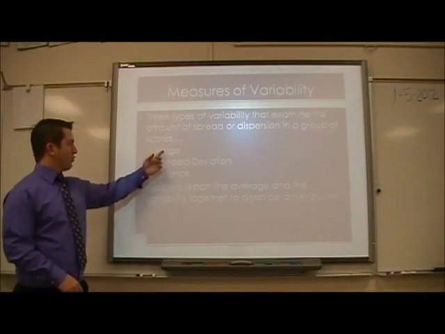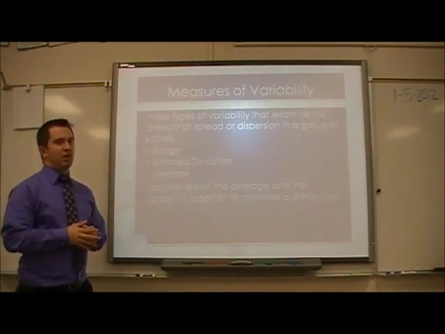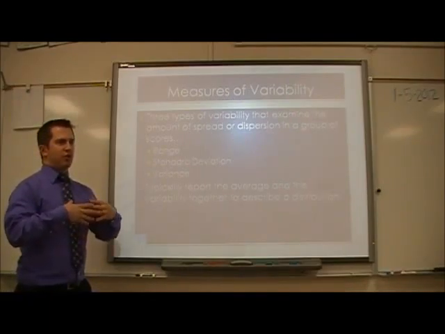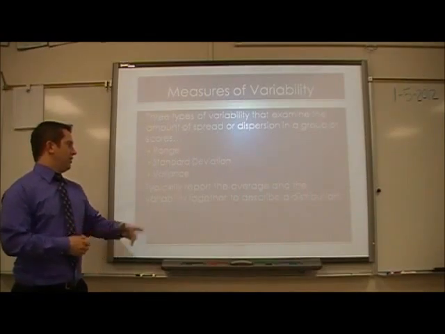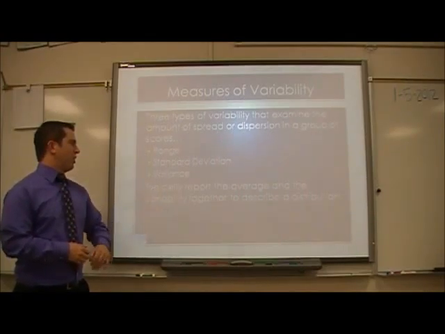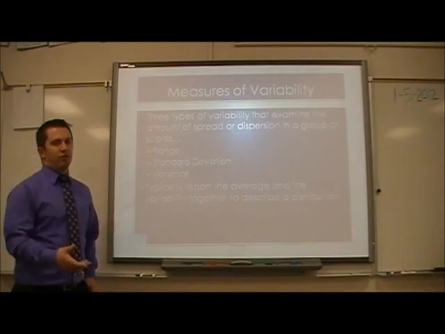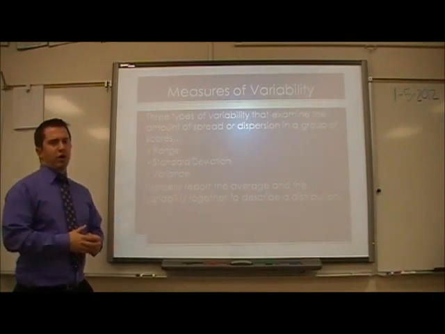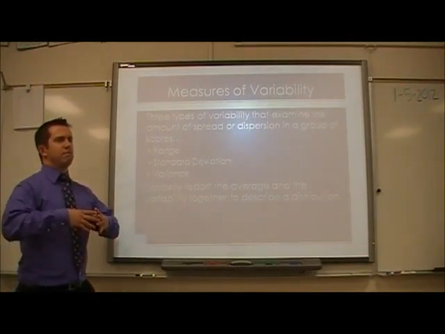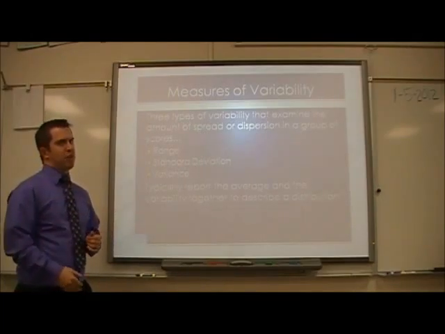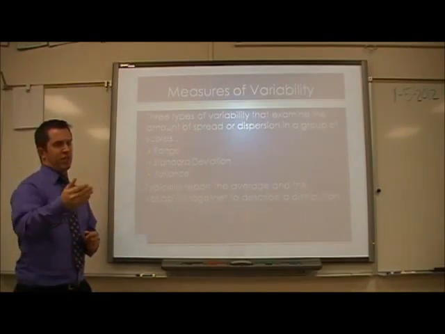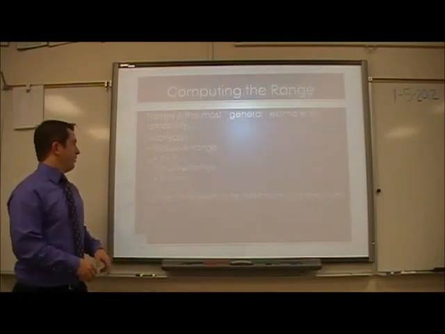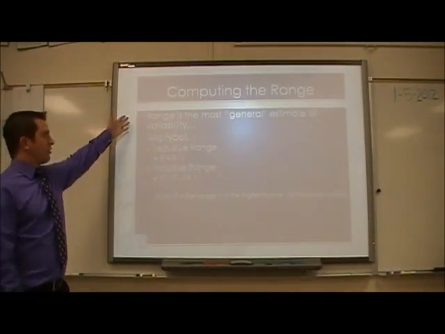Three types: we've got the range, standard deviation, and variance. All three of them are different in their own way. They all describe things a little bit differently. Typically we report the average and the variability together. A mean of 75 doesn't really tell us a lot unless we know how spread out things are. So when you're reporting, you want your min, your max, your range, your median, your mean, and your standard deviation and variance.